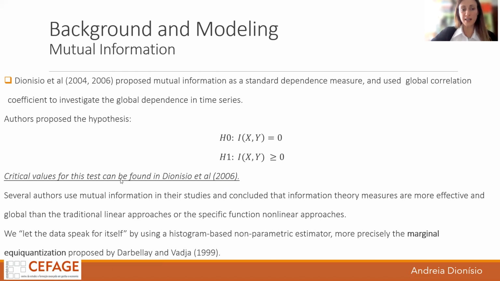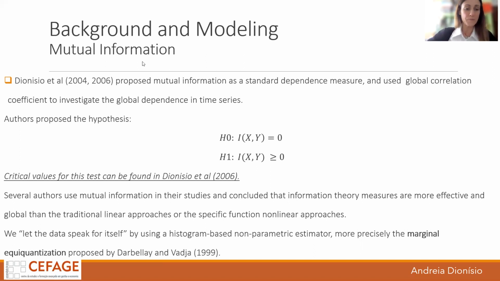The critical values for this test can be found in this paper. They are obtained by Monte Carlo simulation. And we can now use this test, using mutual information, to test the existence of global dependence. We don't know exactly the type of dependence, but we know if there is any kind of dependence. And after that, we can explore several specific types of dependence between data, between variables, between lags.